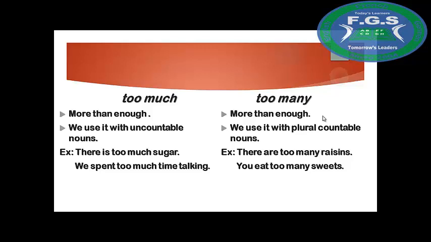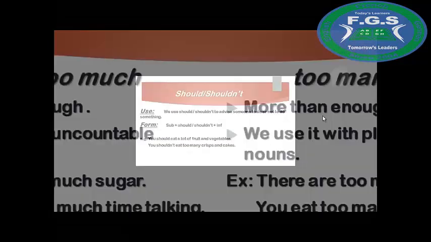But too many, we have something more than enough we want. But we use too many with plural countable nouns. There are too many raisins. There are too many apples. There are too many books. You eat too many sweets. You eat too many raisins. You eat too many vegetables. So the difference: too much with uncountable nouns, but too many with plural countable nouns. You got it? Hope you got it.